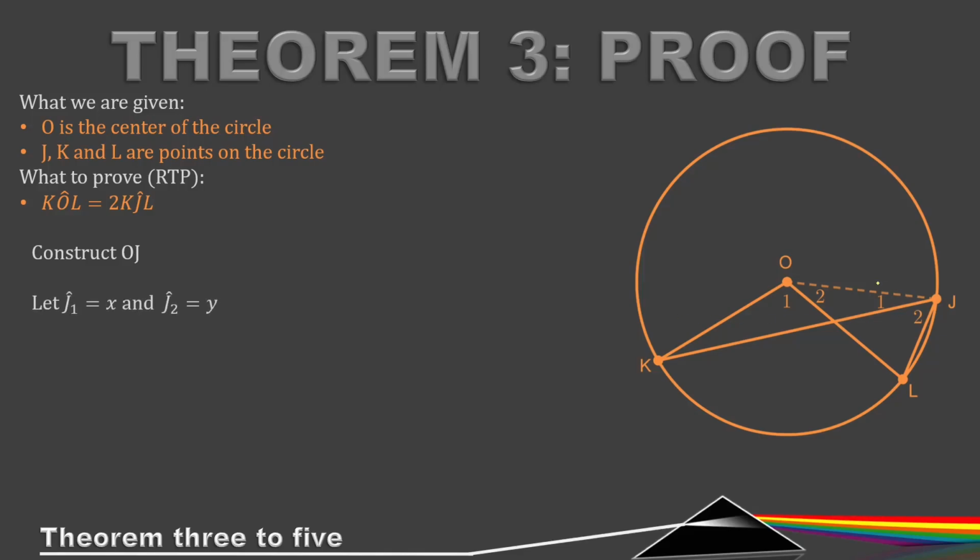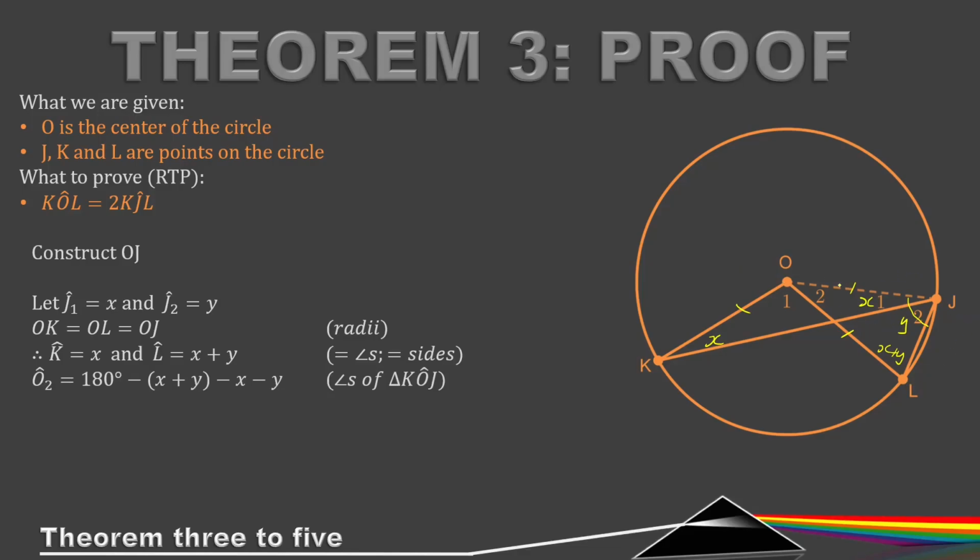So the first thing is we're going to let J1 equal x and J2 equal y. Once again we notice that OJ, OL, and OK are all equal to each other because they are radii. This once again forms two isosceles triangles, OJL and OKJ, which means this angle over here is equal to K. So K is equal to x, and this entire angle, J1 and J2, is x plus y, so L is also x plus y. Then for this triangle, O2 is equal to 180 minus (x plus y) minus (x plus y), which simplifies to 180 minus 2x minus 2y.